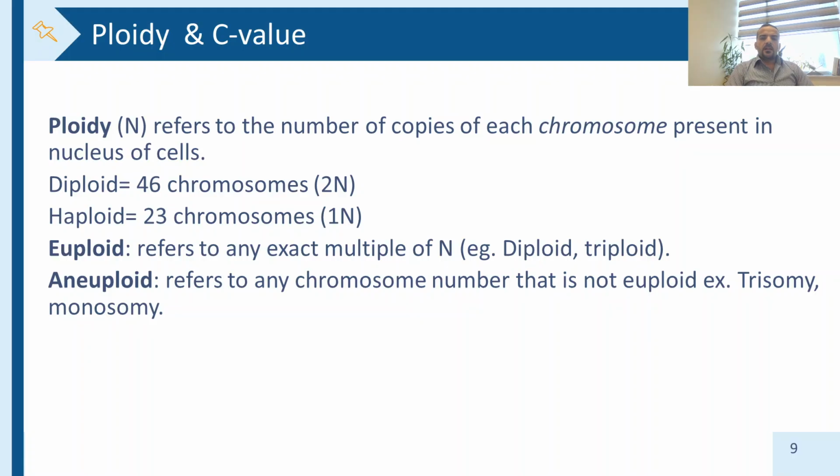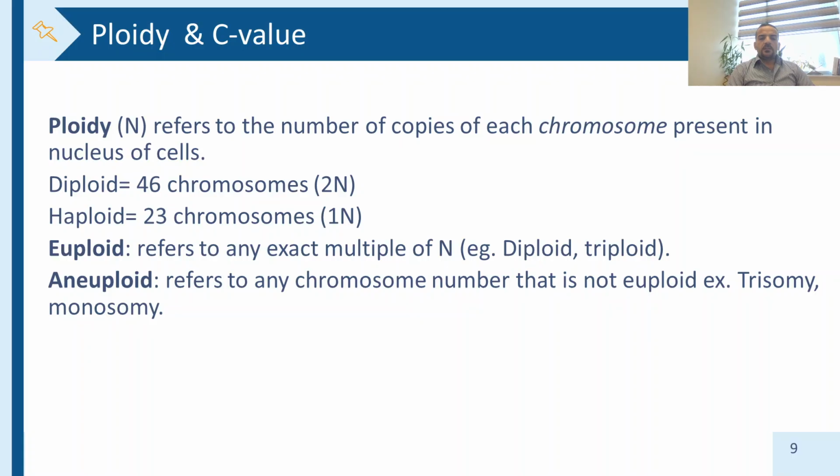بالتالي بالدبلويد cell we have 46 chromosome. يعني عندنا 2 copies of each chromosome. إذن هاي السيل 2N. الهابلويد cell اللي هن الجاميتس we have one member of each chromosome. إذن الهابلويد cell هي 1N.